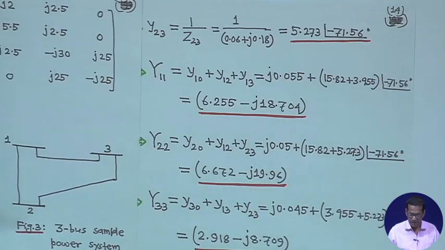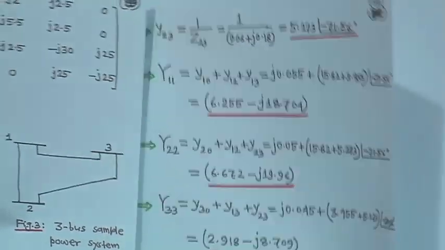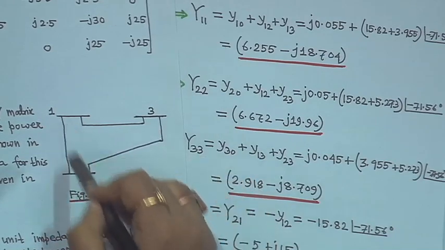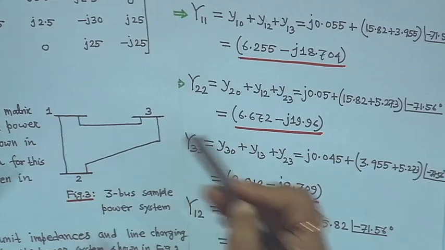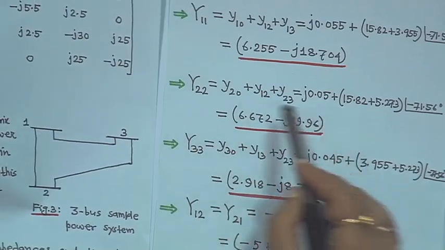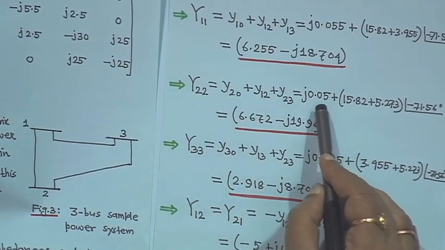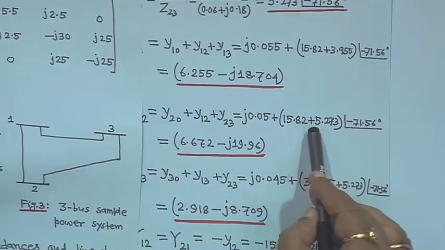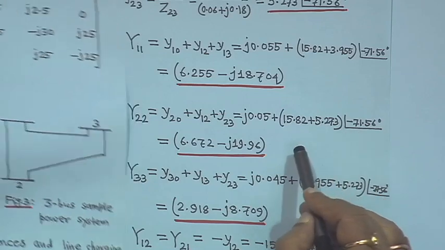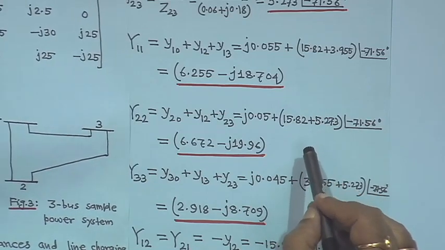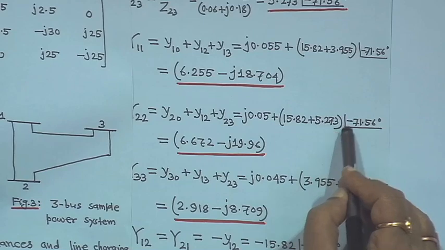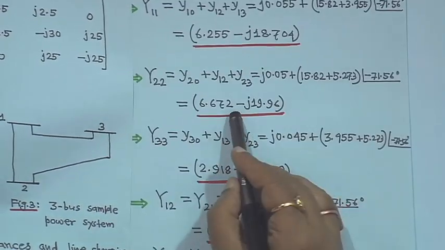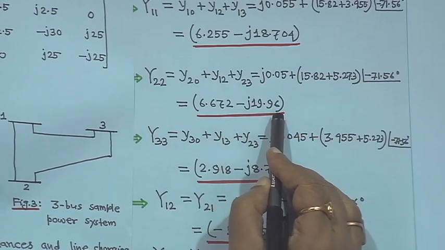Right. Similarly, capital Y22, that means y20 plus y21 plus y23, where y21 means small y12. So, it is actually the same as before, j 0.05 plus 15.82 again, plus 5.273, because the angle is the same for all these line admittances, angle minus 71.56 degree. So, this also comes to 6.672 minus j 19.96, right.